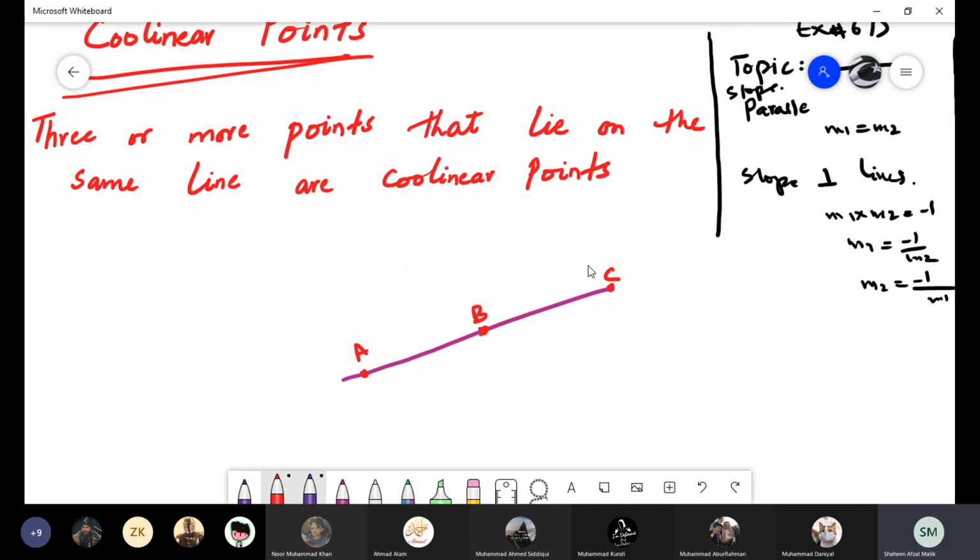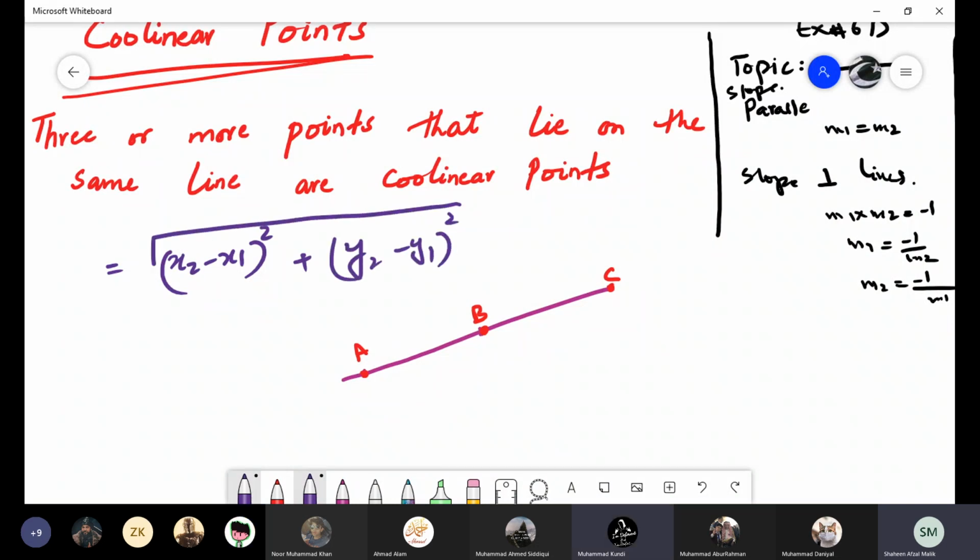And how can we find out the collinear points? By using the distance formula. What we have done in exercise 6C, the distance formula. Do you remember the distance formula? Yes, ma'am. That was the square root of (x2 minus x1) whole square plus (y2 minus y1) whole square. This was the distance formula. You can find out the distance of any 2 points. Like if you want to find out the distance of AB, this question came in your exam also for 4 marks. Do you remember?